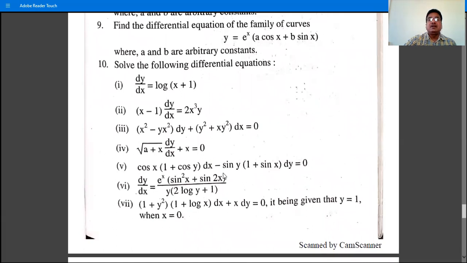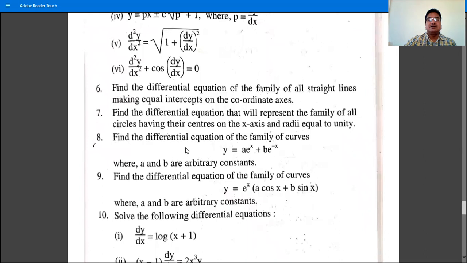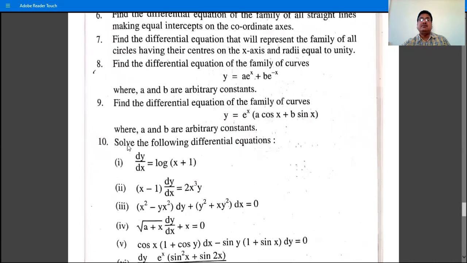Some examples of these types were already solved in the previous lectures. So we will solve these 6, 7, 8, 9, 10 and all these examples in the next lecture.